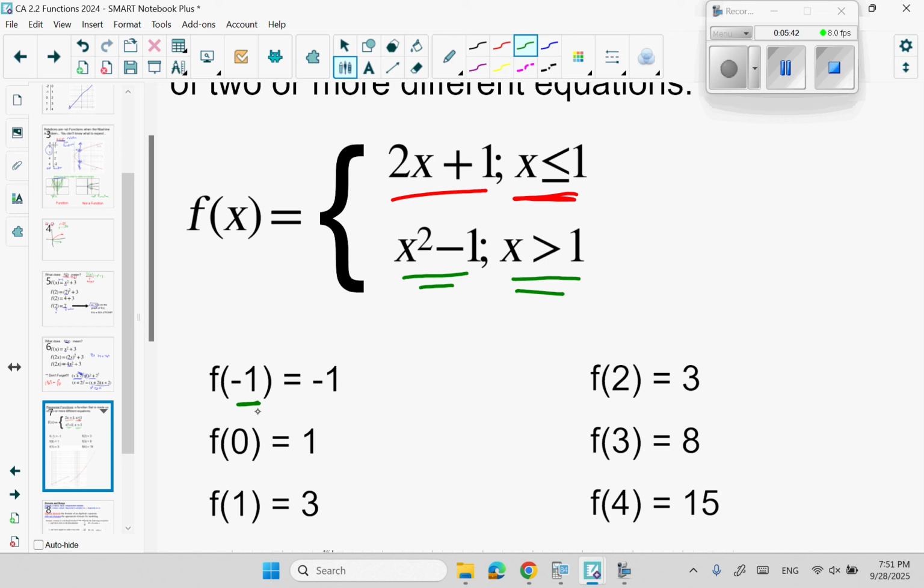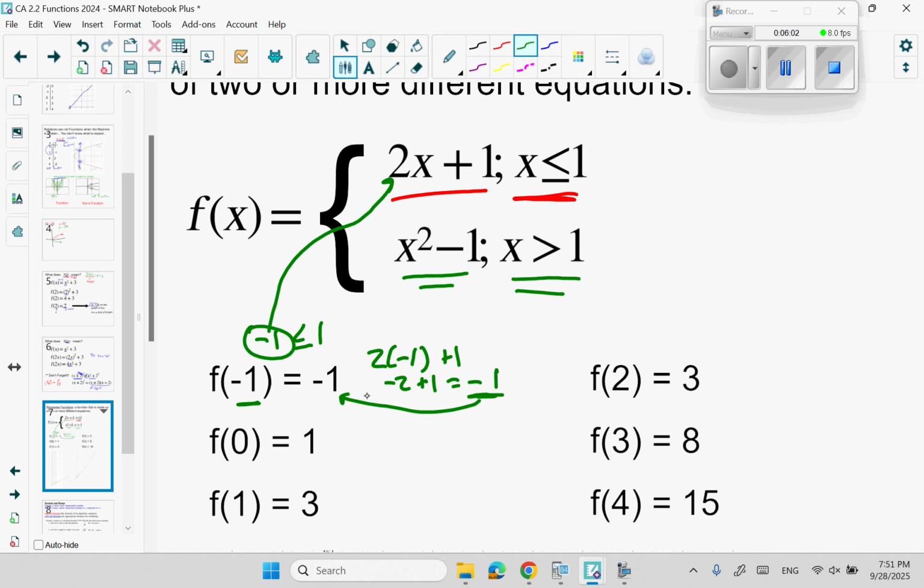f of -1. Well, -1 is less than or equal to 1, so I would have to plug the -1 into my first equation. So I'd get 2 times -1 plus 1. 2 times -1 would be -2, plus 1 gives me -1, which is exactly what my answer says it should be.